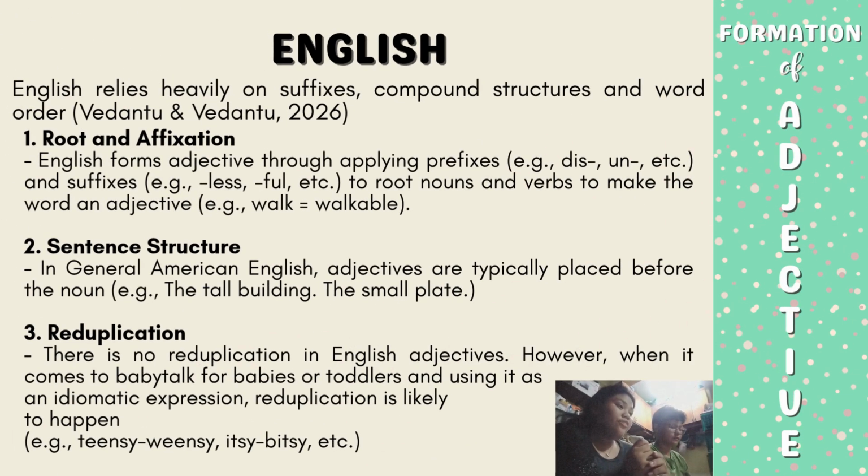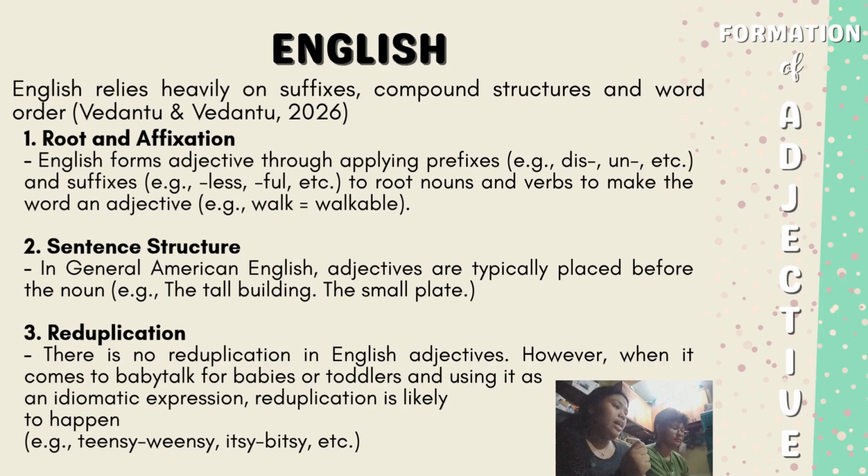Next page. So, in general American English, English forms adjectives mainly through affixation, adding prefixes such as un- or dis-, and suffixes like -ful, -less, or -able to nouns and verbs to create descriptive meanings. They also follow a fixed word order, usually appearing directly before the noun they modify. Unlike in Cebuano, reduplication in English is not a regular grammatical feature. It only occurs occasionally in informal speech such as baby talk, or in idiomatic expressions such as tinsy-winsy or itsy-bitsy.